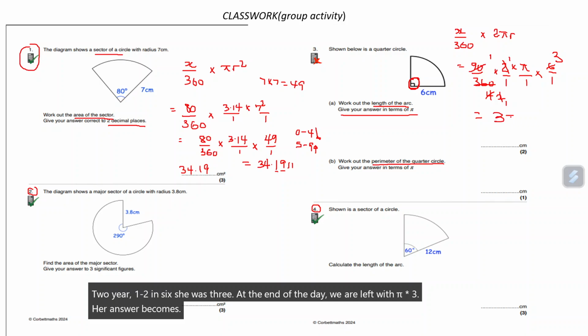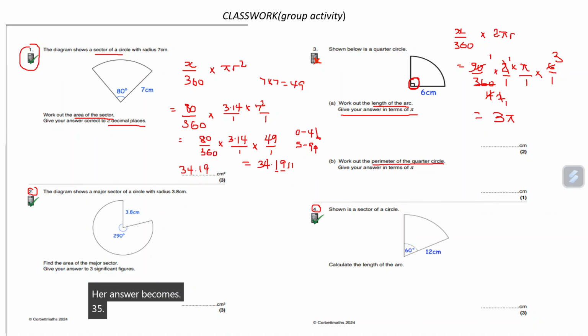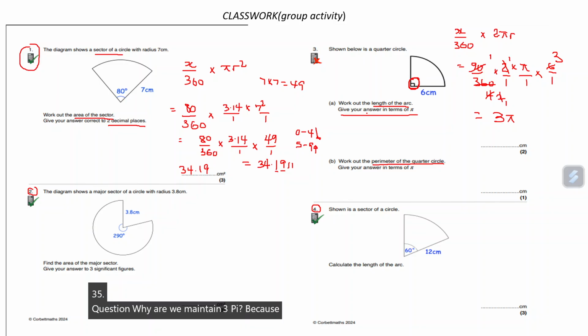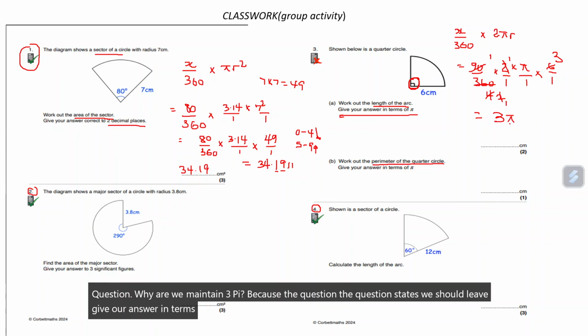Question, why are we maintaining 3 pi? Because the question states we should give our answer in terms of pi. So that's why we are not giving a value for our pi. Your final answer becomes 3 pi.